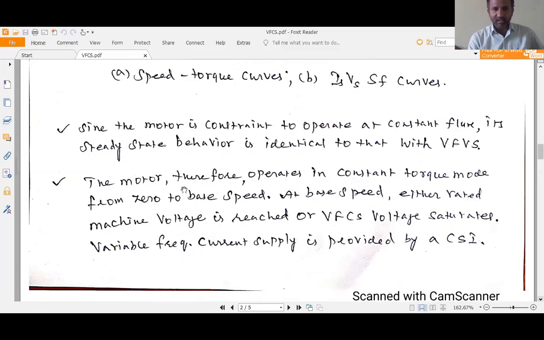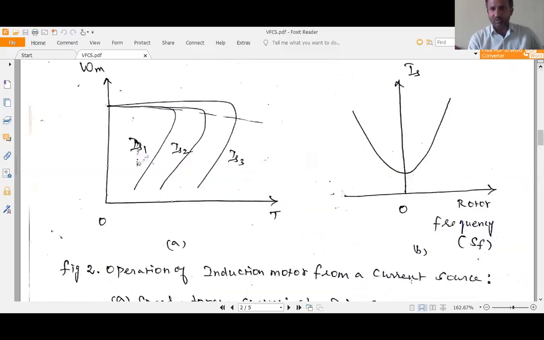Therefore the motor operates in a constant torque mode from 0 to base speed. The motor operates from 0 to base speed, as shown in the performance characteristics.